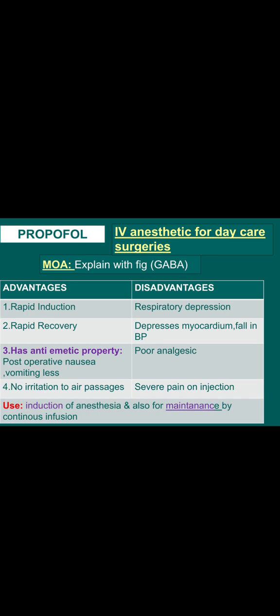So it is mainly used for the induction of anesthesia and maintenance by a continuous infusion of propofol. Next one is ketamine. Ketamine is a dissociative anesthetic agent which can produce sedation, amnesia, analgesia, and a feeling of dissociation from the surroundings. And in their mechanism of action, they mainly block NMDA type of glutamate receptors.